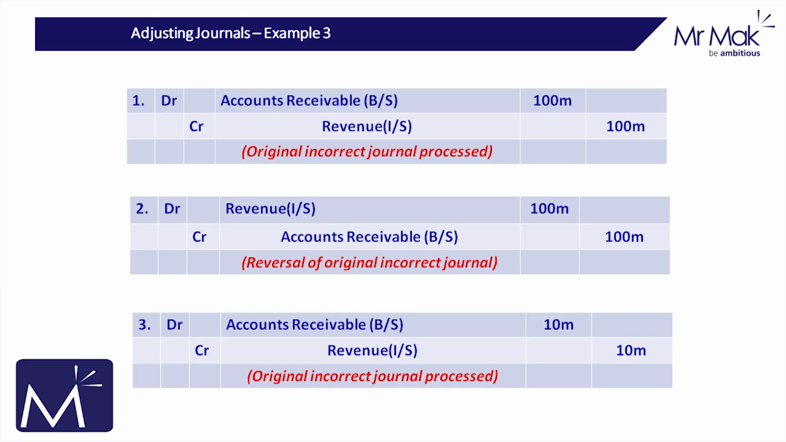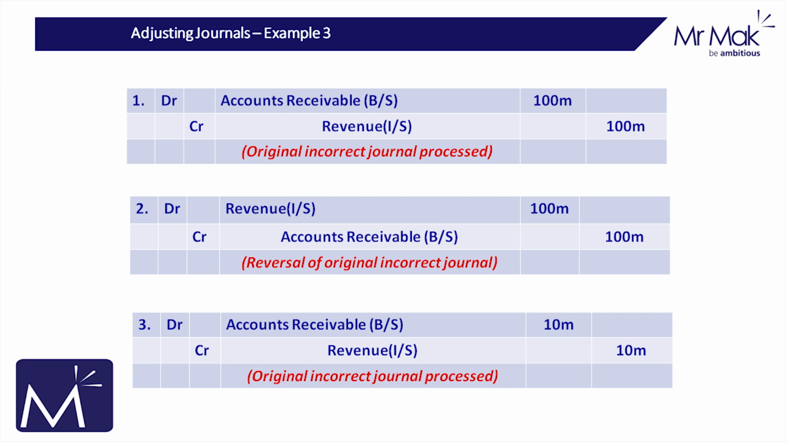During the course of the month, Panache erroneously captured a journal entry for sales of 100 million instead of 10 million on a credit sale. What would the adjusting entry be? The original wrong entries posted by Panache were debit accounts receivable 100 million, credit revenue 100 million.